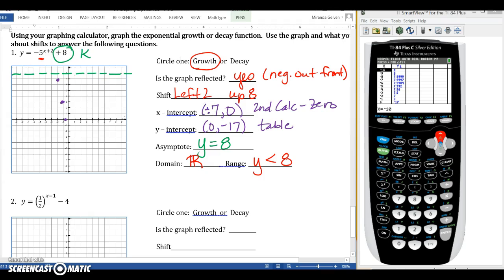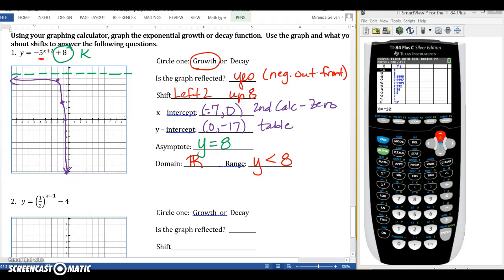Okay. And so then I'm going to graph, connect the dots, looks like this, come up here, and notice that I didn't cross my asymptote, and I have that nice exponential growth. I start close to the asymptote and then go down in the negative direction.